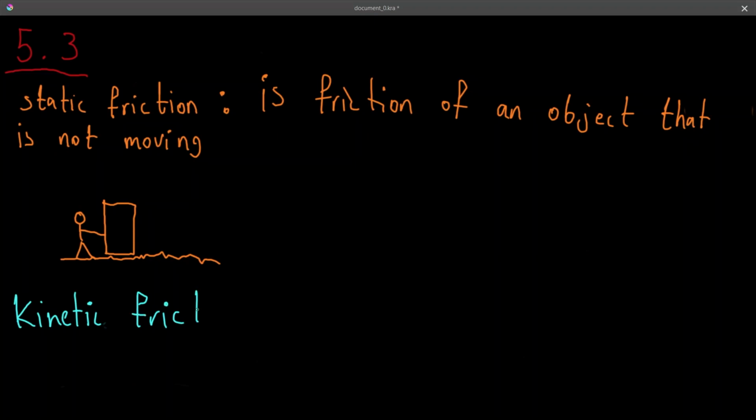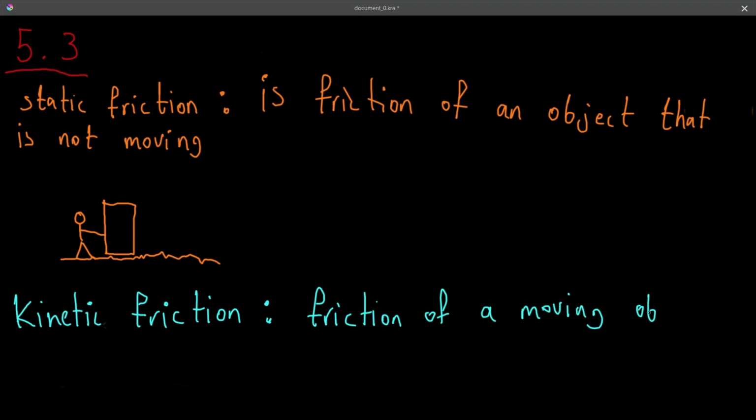So let's define that other friction. Kinetic friction is the friction of a moving object. In the example above of you pushing a fridge, right? If suddenly you started moving this fridge, at this point in time, you no longer have static friction. The friction that opposes you is kinetic friction because it's moving.